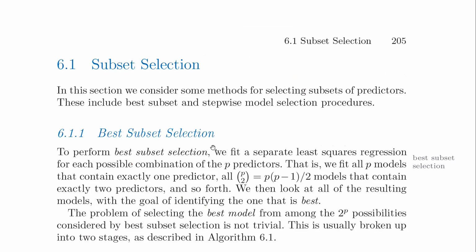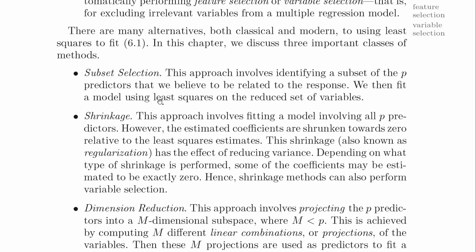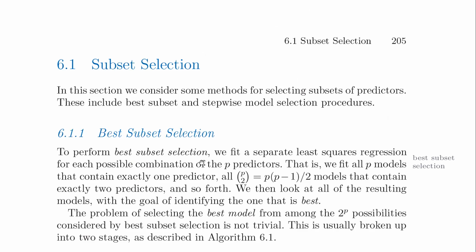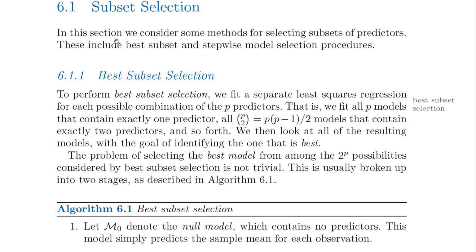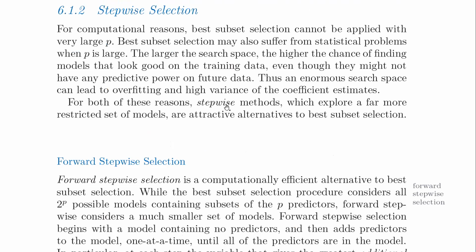So this was best subsets. So we're doing subset selection, where you're removing any predictors that don't really help predict the response. So we started with one type of subset selection, best subset selection. Now we're going to move on to stepwise selection.